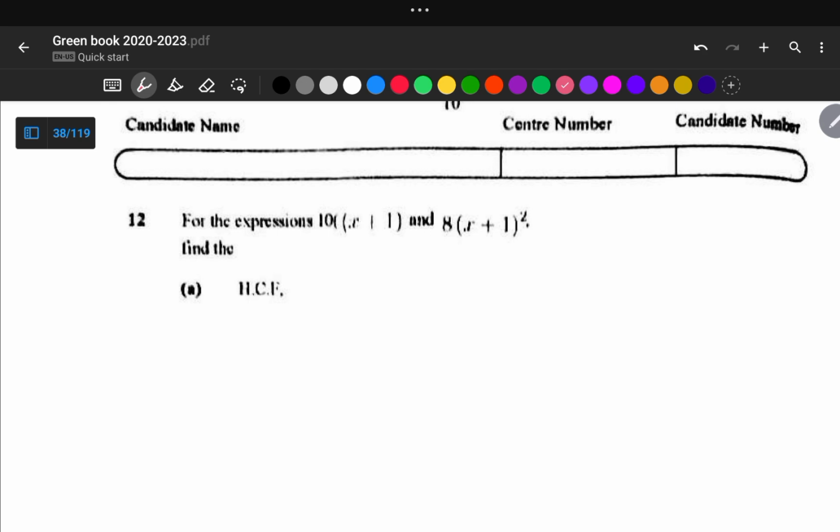In question number 12, we are given these expressions, 10 multiplied by (x plus 1) and 8 multiplied by (x plus 1) squared. We are required to find the highest common factor. So the first thing is to express 10 as a product of its prime factors. If we divide 10 by 2, it is 5, and 5 divided by 5 gives us 1. So 10 is equal to 2 times 5.